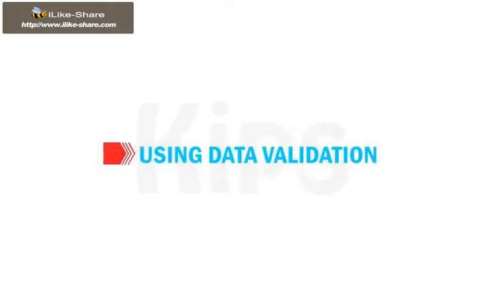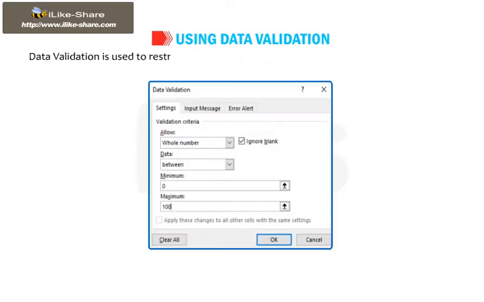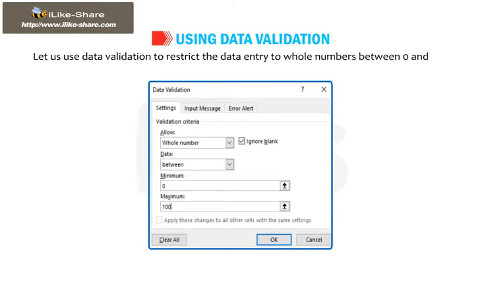Let us understand how to use data validation. Data validation is used to restrict the type of data or the values that users enter into a cell. Let us use data validation to restrict the data entry to whole numbers between 0 and 100.